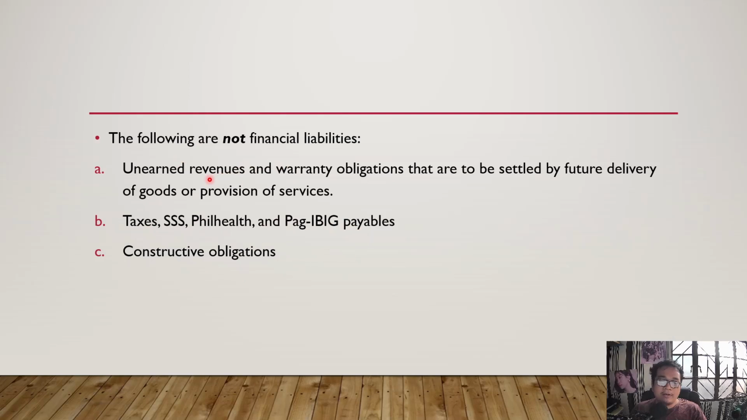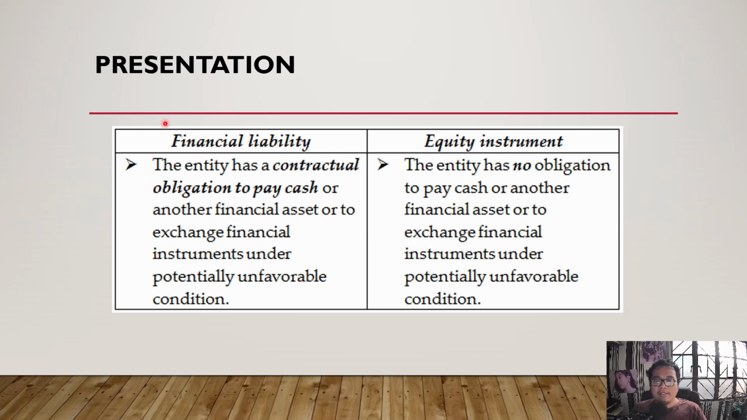Ito, talking about the presentation. Pagdating sa financial liability, the entity has a contractual obligation to pay cash or another financial asset or to exchange financial instruments under potentially unfavorable conditions, kasi nga financial liability. Ito naman pagdating sa equity instrument, the entity has no obligation to pay cash or another financial asset or to exchange financial instruments under potentially unfavorable conditions.